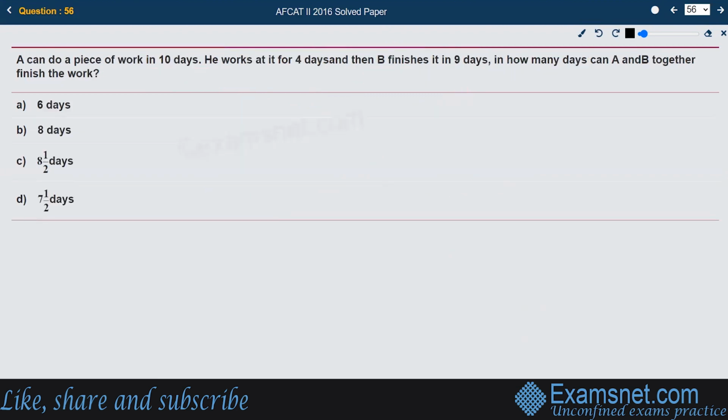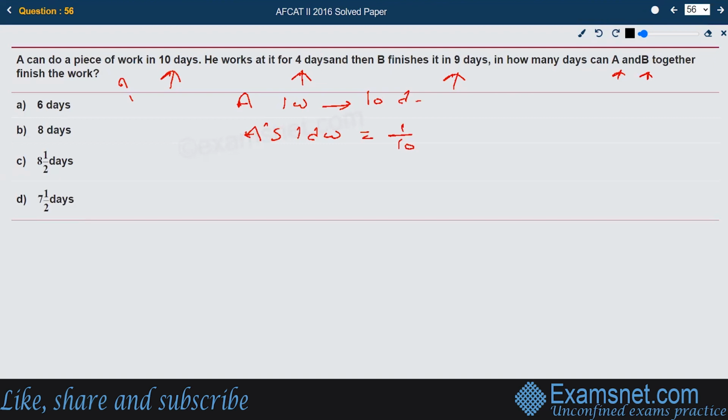Now, A can do a piece of work in 10 days. He works at it for 4 days, and then B finishes the remaining work in 9 days. How many days can A and B together finish the work? Okay, so let us take it one by one. A can do a piece of work in 10 days, so A can do one work in 10 days. So A's 1 day work is how much? A's 1 day work is going to be 1/10.